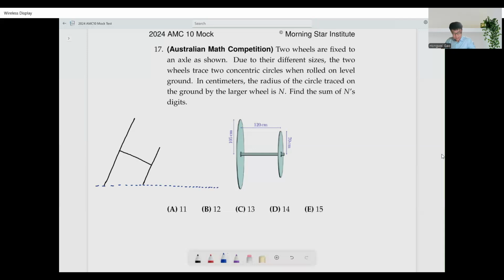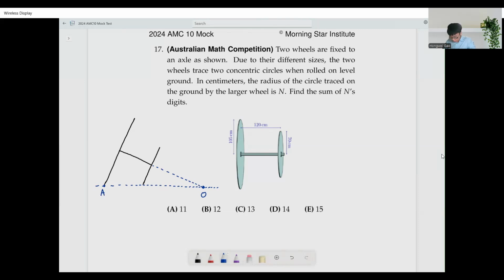We can extend the axle so it touches some point that's called O. This O is supposed to be the center of the larger circle. And let me call this point to be A. So OA is the radius we're looking for.